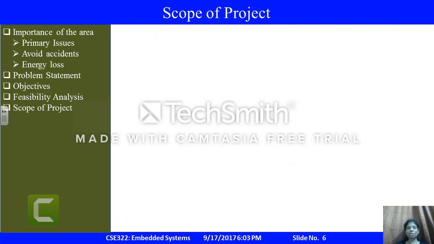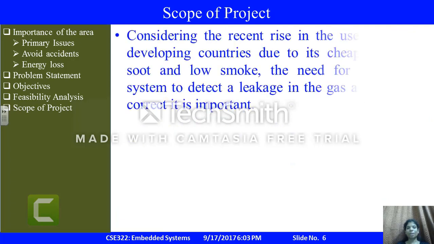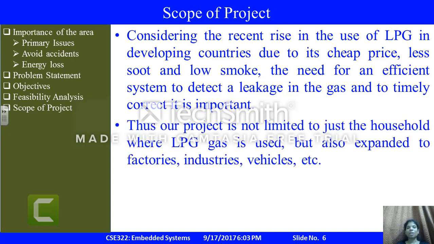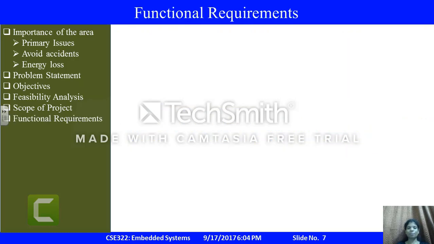This is the scope of the project. Why do we use this project? Considering the recent rise in the use of LPG in developing countries due to its cheap price, less soot and low smoke, the need for an efficient system to detect the leakage in the gas and to correct it in time is important. Thus, the project is not limited to just households where LPG gas is used, but also expanded to factories, industries, vehicles, etc.